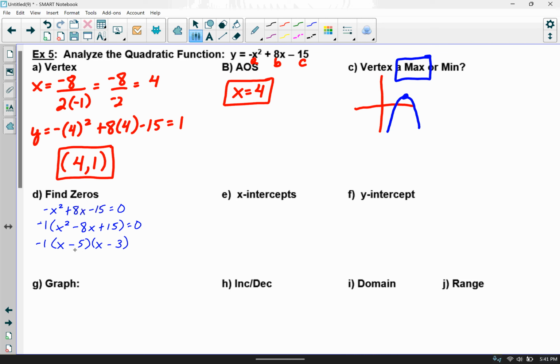I set every factor then that has a letter with it equal to 0. So I don't need to start worrying about negative 1, but I would set x minus 5 equal to 0 and x minus 3 equal to 0. Solve for x in both cases. So we get a positive 5 and a positive 3. So our zeros then are at 3 and 5. Now remember, the only difference between zeros and x-intercepts is the way you report it. So I don't have to do any work here. I just need to change these into x-intercepts, and so make them ordered pairs.